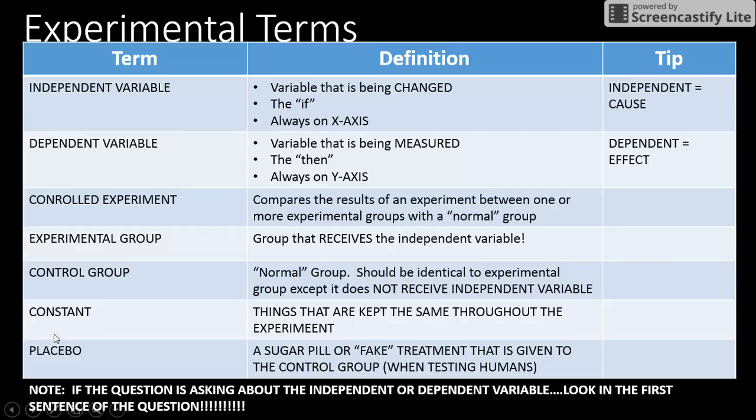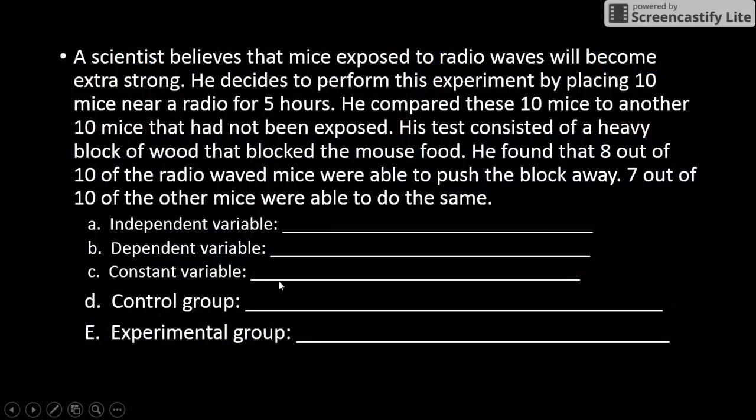Our constant, anything that is constant, is things that are kept the same throughout the experiment. All right, and then placebo is like a sugar pill or fake treatment that would be given to the control group if you're testing humans.